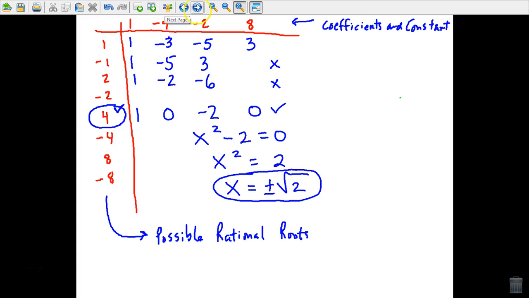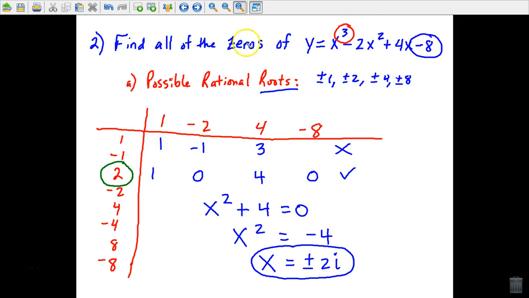So that pattern always holds true. Now, the pattern doesn't exist every time, but it's something that you should always look for, because that can save you a lot of time in hunting your rational zero.